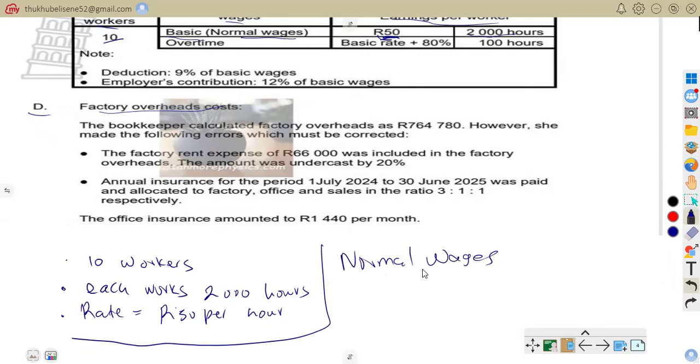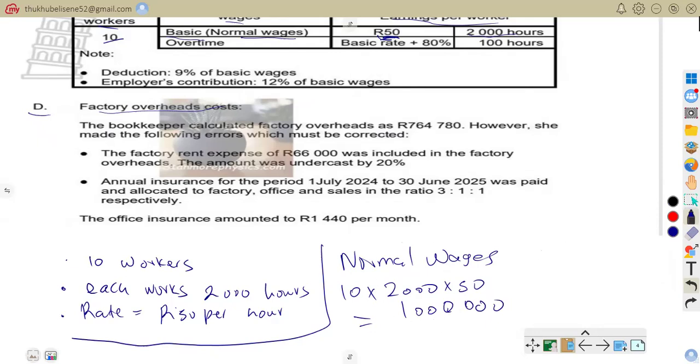So what are we going to do to make things easy for us to calculate normal wage? We are going to say 10, that is 10 workers, multiply 2,000. We have said each works 2,000 hours. So also multiply by the rate 50. Are we together? Hope we are together on that. So this is going to give us what? 1 million. That is how easy we are going to say.